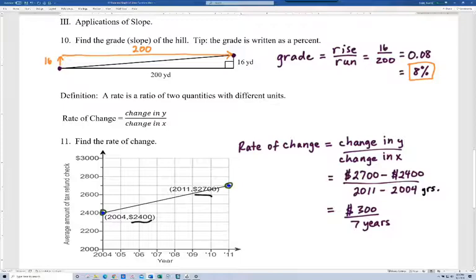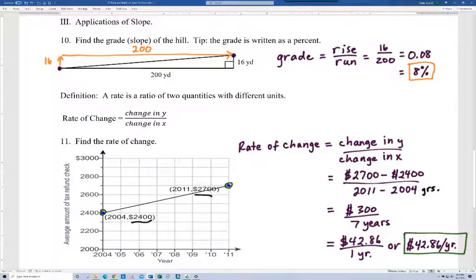Well, it'd be nice, we don't really talk that way in terms of periods of 7 years. I'd like to know how much it's going up per year. So let's divide by 7. So that's $42.86 per year. Notice I'm rounding to the nearest cent. But normally we would write it like this, $42.86 per year. We either use a slash, or sometimes people will just write per. All right, so that's how you will find rate of change with these types of problems.